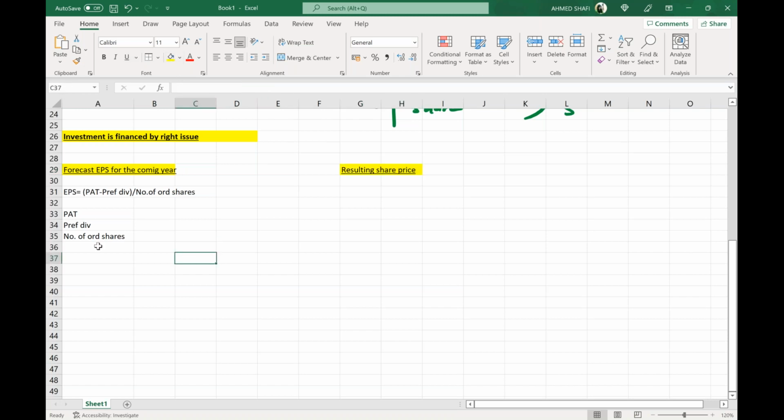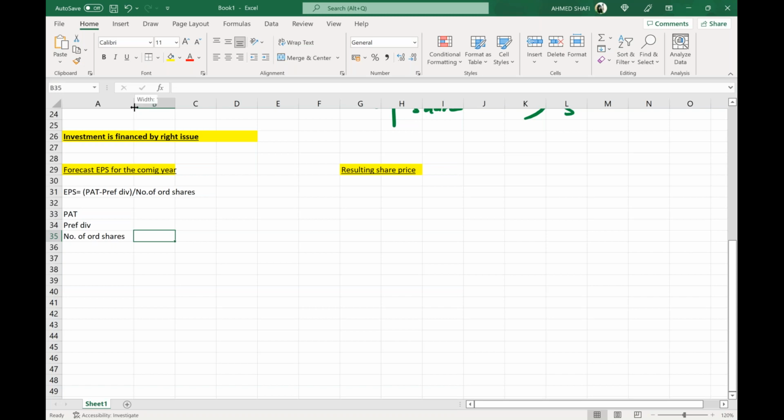Now, in order to find the EPS for the coming year, the formula of EPS is PAT less preference dividend over number of ordinary shares. That means I need three things to find EPS for the coming year: PAT for the coming year, preference dividend, number of ordinary shares. Now, a few things are very easy. If investment is financed by right issue, what will be the number of ordinary shares for the coming year?